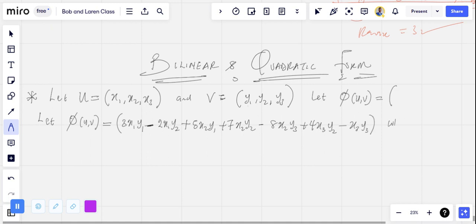Now the question says, where phi, okay, phi is not a linear map. Phi is just a matrix notation in this case. The question exactly says: express phi in a matrix notation. How can you express phi in a matrix notation?